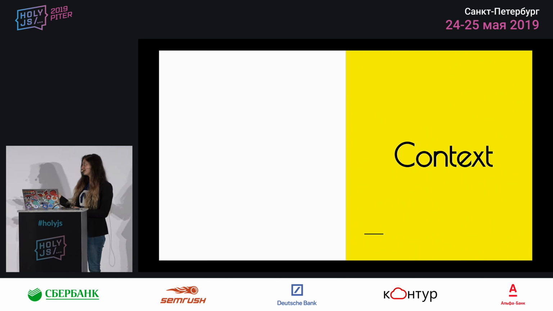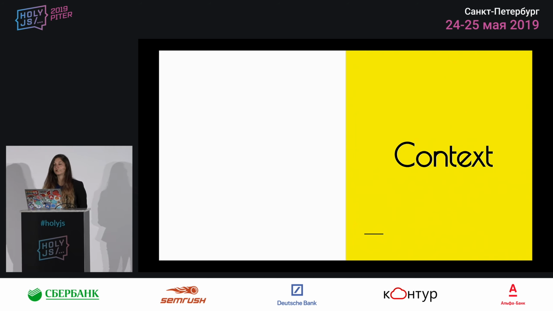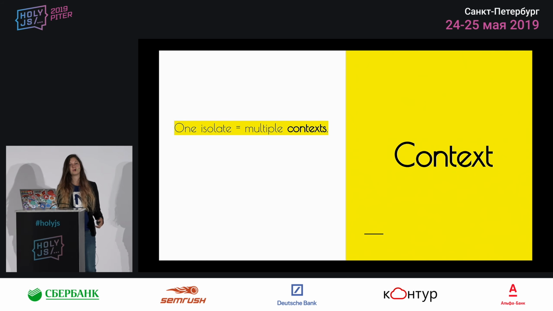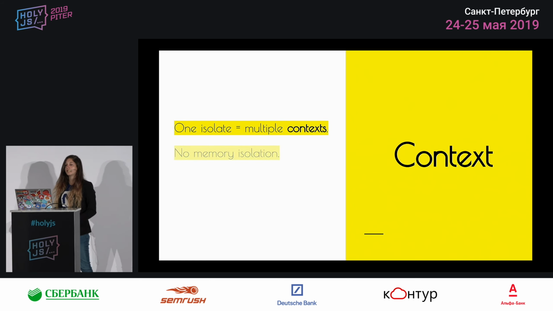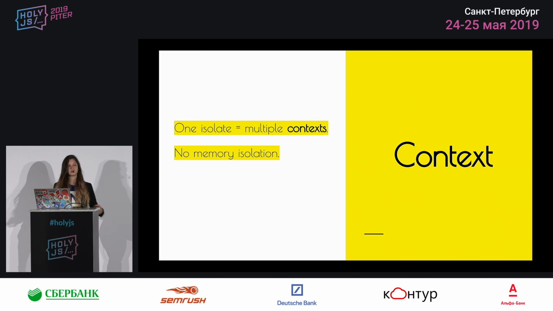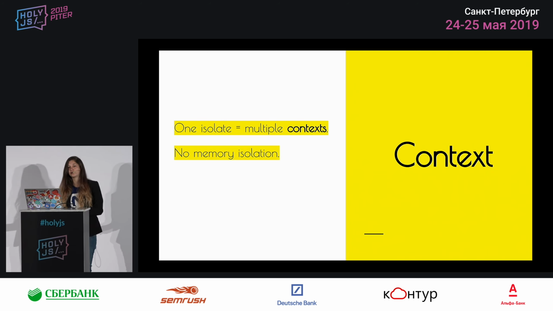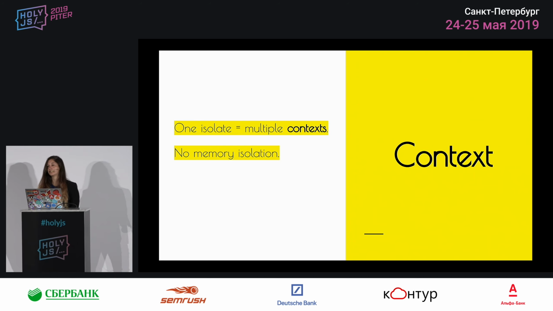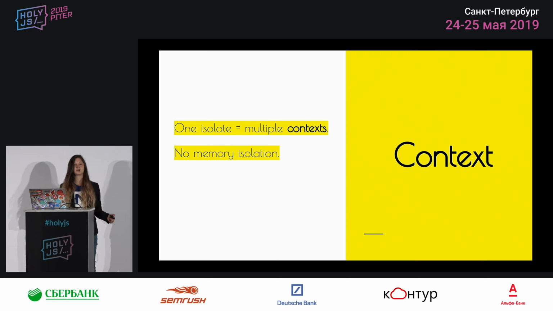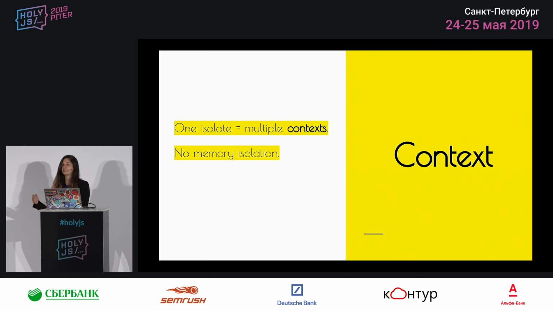Context is a similar, not really similar, but connected term. And the difference is that one isolate can have multiple contexts. And also, we don't have memory isolation for contexts, so that we can touch the memory of one context from another context. And that's why it's important that when we are executing some JavaScript code in an isolate, to explicitly specify the context.